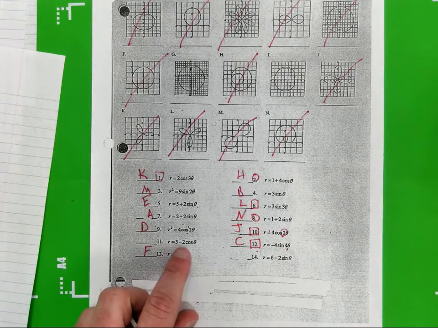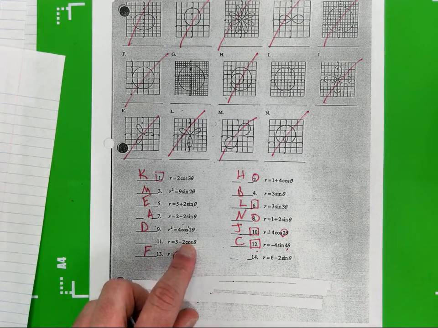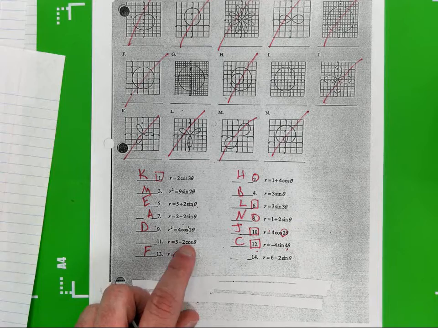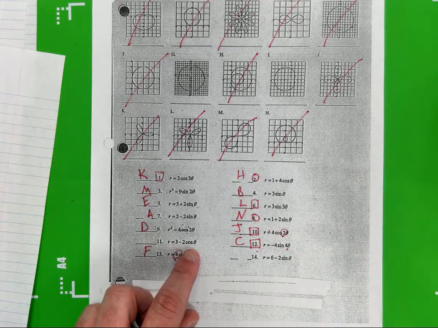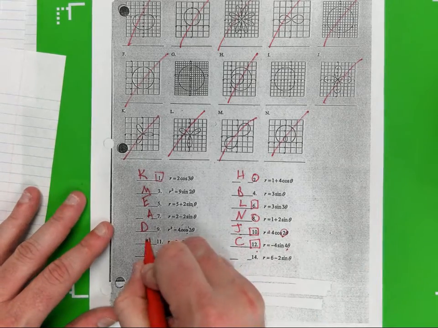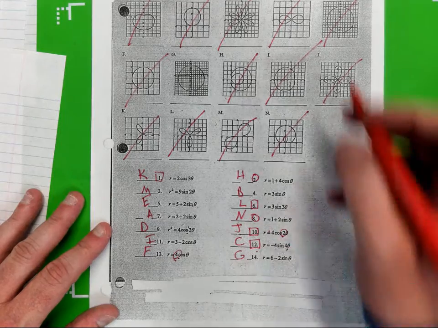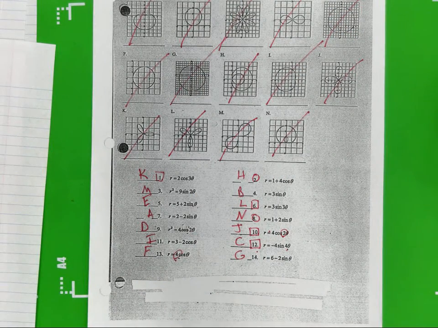Alright, number 11. I'm going to plug 0 in. What's cosine of 0? Oh, I'm sorry. Cosine of 0 is? 1. 3 minus 2 is 1. Which one goes out to 1? Very good. And the last one has to be what? G. That's how you quiz set it tomorrow.